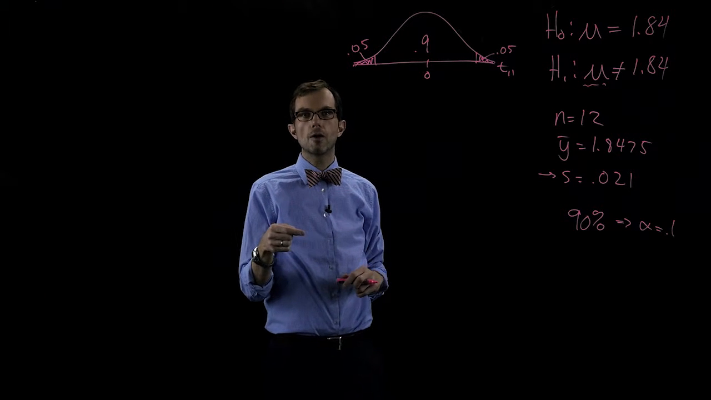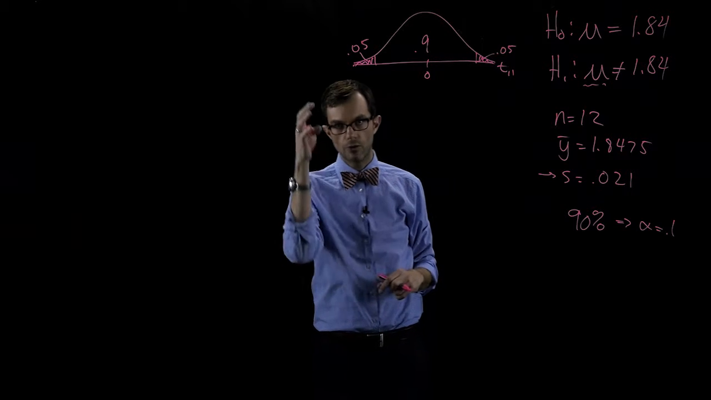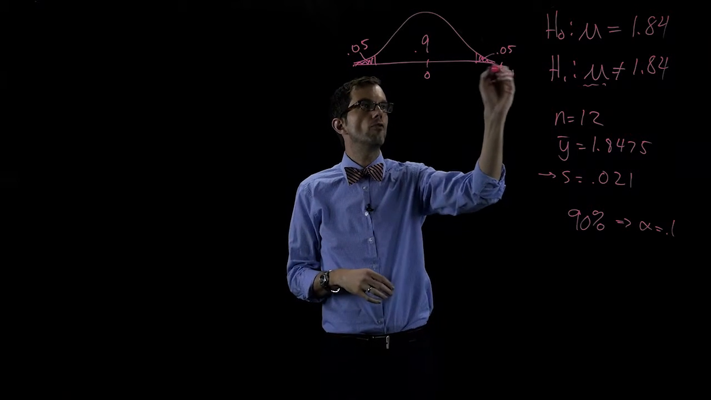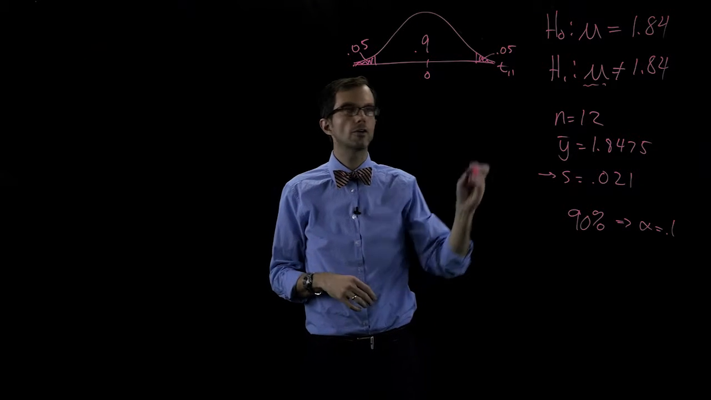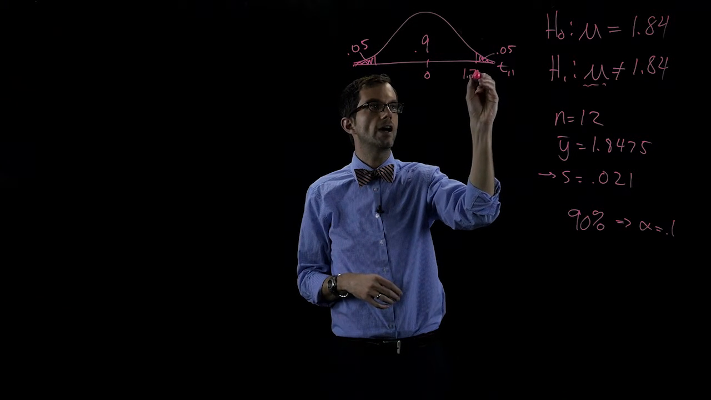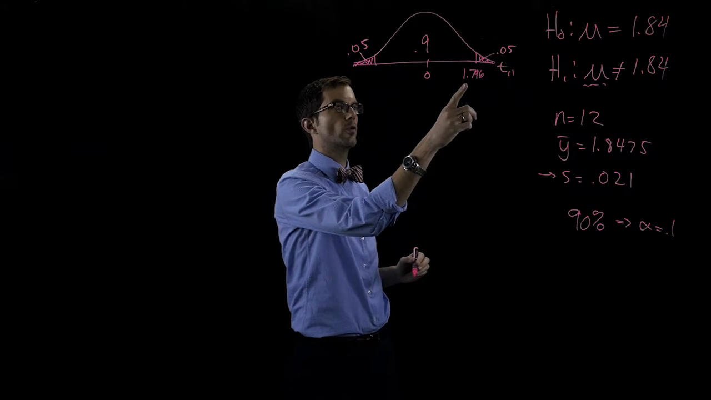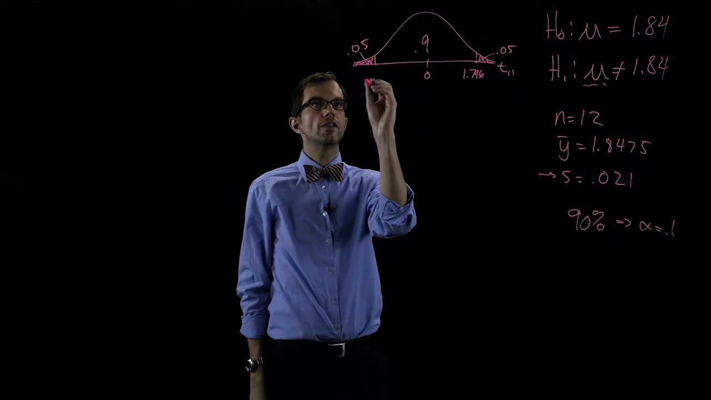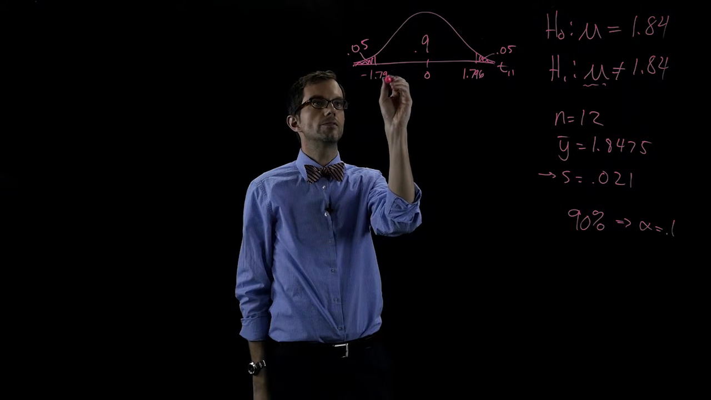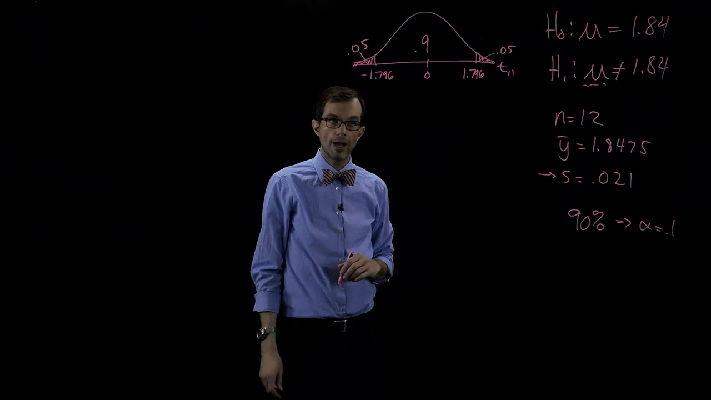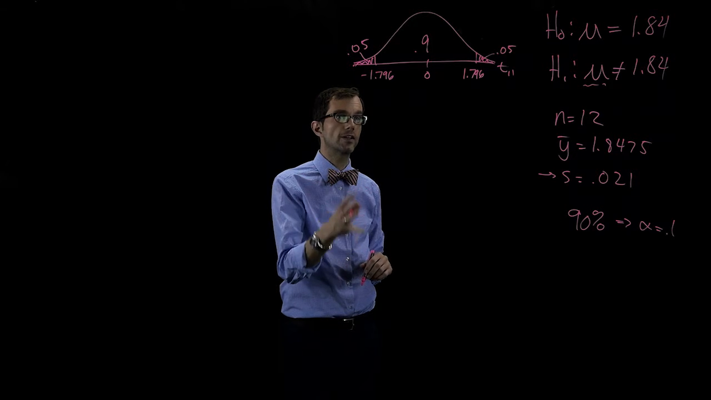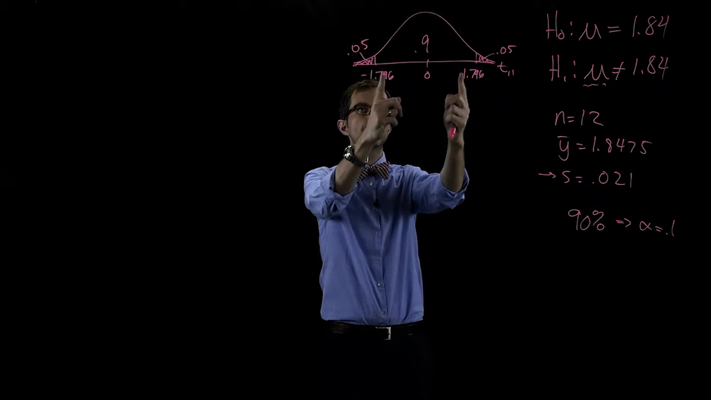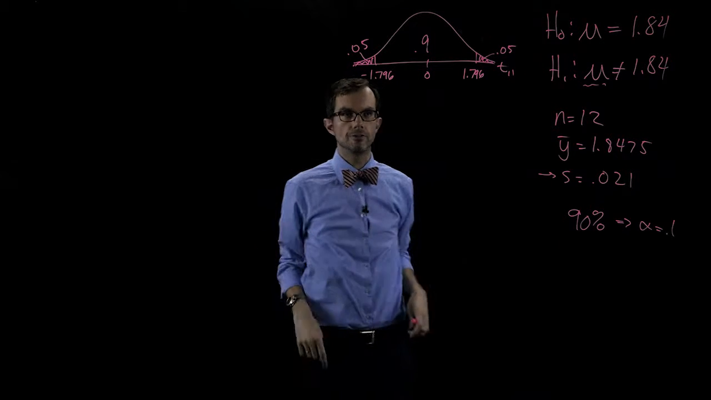So if we go look up in our lookup table, go down to row 11, degrees of freedom 11, over to 0.05, we will find that the critical value is 1.796. That's the positive 1.796. Down here, this is a symmetric distribution, so we know that this value is negative 1.796. So now we need to calculate the test statistic and see where it lies, in the non-rejection region or out in the rejection region.